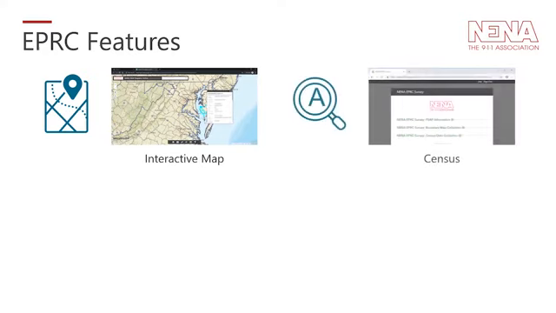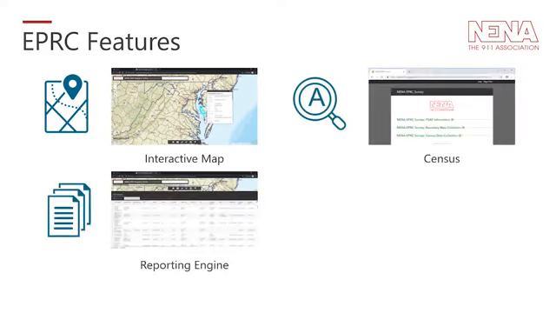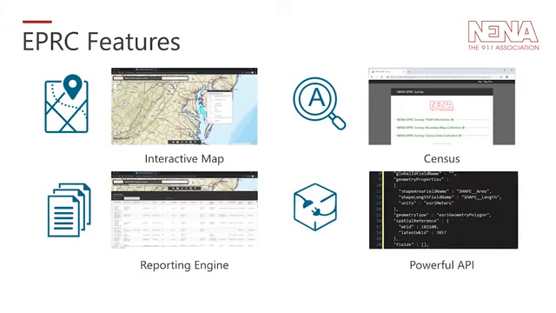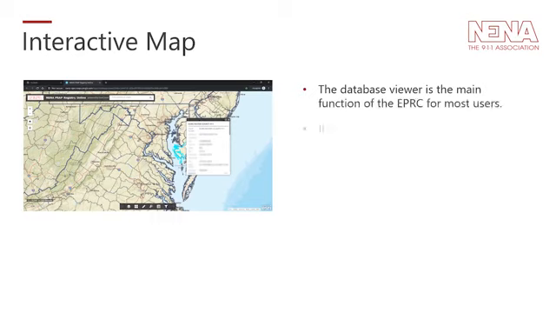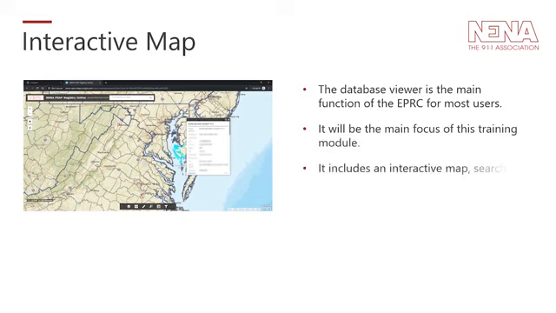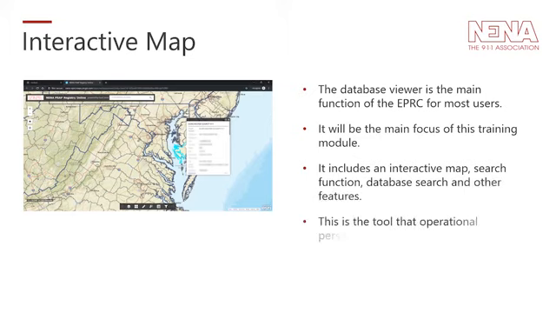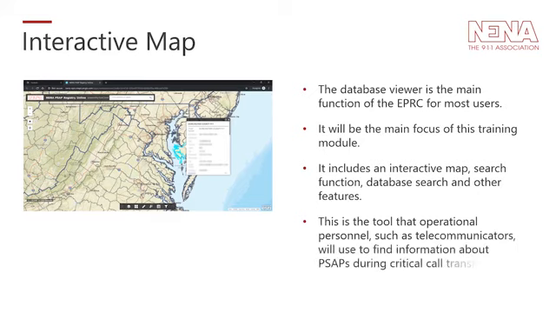The EPRC has four main features. These include the database viewer, the census, the reports engine, and the powerful REST API. The database viewer is the main function of the EPRC for most users, and it will be the main focus of this training module. It includes an interactive map, a search function, a database search, and other features. This is a tool that operational personnel, such as telecommunicators, will use to find information about PSAPs during critical call transfer situations.